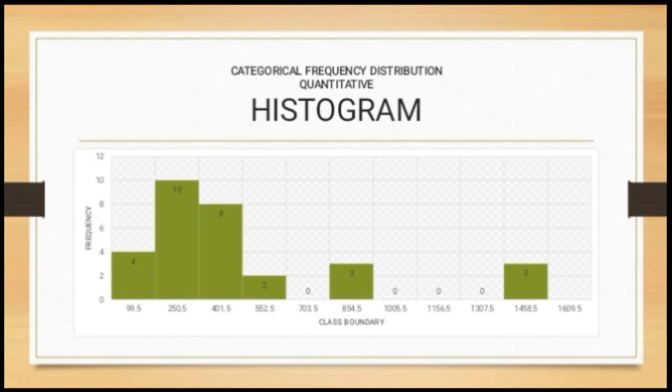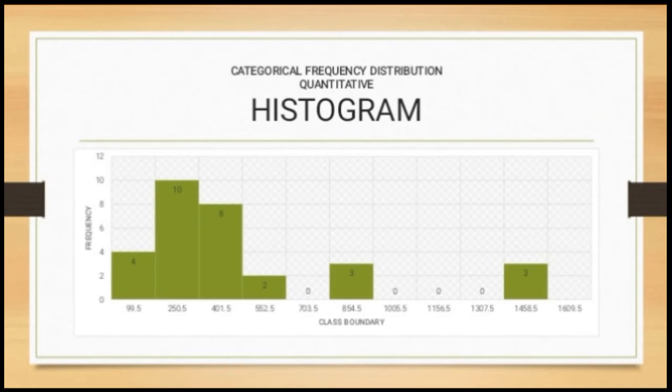Histograms are particularly used for large datasets. A histogram divides the variable values into equal-size intervals. The data that we use in the y-axis is frequency, and our x-axis is class boundary. At the class boundary of 99.5, we have a frequency of 4.